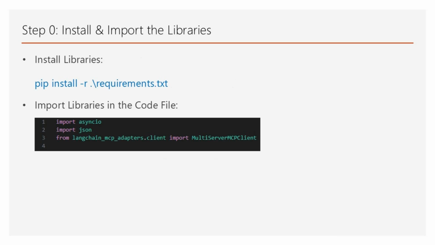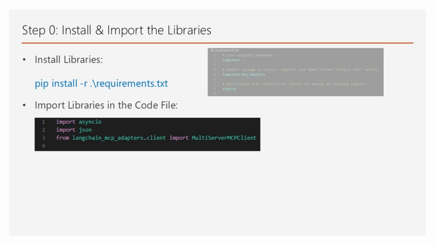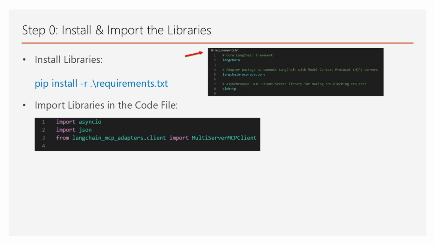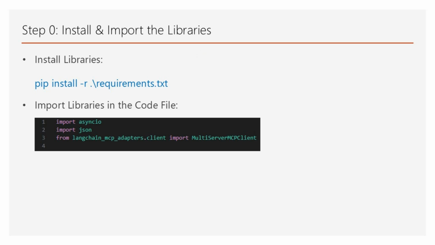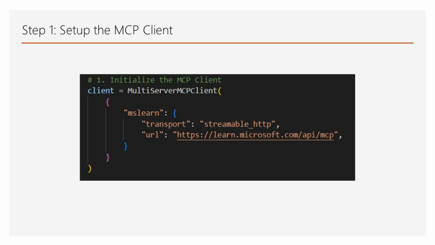The first step is to install the necessary libraries and then import them in the code. We install the libraries contained in the requirements text file using the pip install command, and then we import them in our code. The next step is to initialize the multi-server MCP client and point it to the Microsoft Learn Docs MCP server. This creates a gateway to the tool ecosystem.